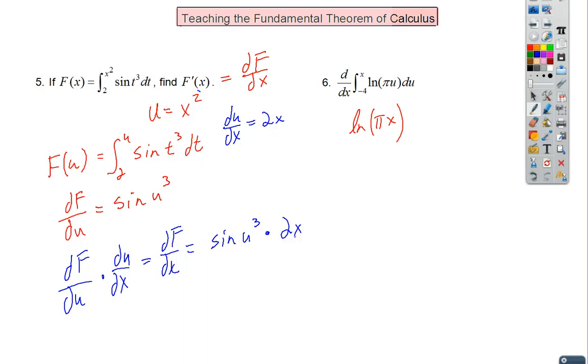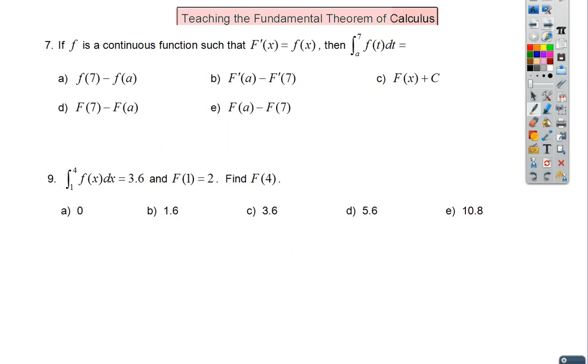When I rewrite this, the 2x can come over here, and the sine of u, well, it's not u anymore, it's x squared to the third power, which again I can simplify to be 2x sine of x to the sixth power. You need to go through these steps. You need to understand them. All right? Next.